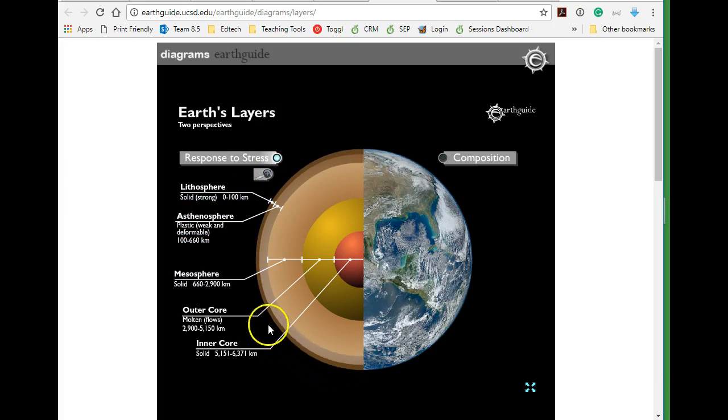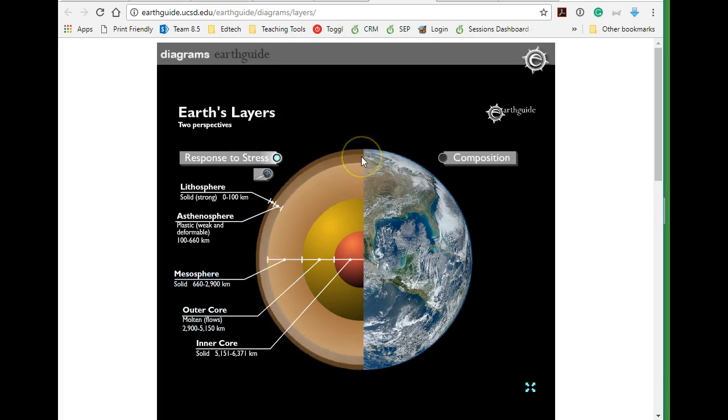The asthenosphere is kind of a weird substance. They describe it here as plastic. Plastic means that we could move it around. It's kind of like a real thick Play-Doh. Deformable means that we can change the shape. It can be deformed. Weak means that we can make its shape change. So it's what both those words mean. So this layer can move around and change shape. It's somewhat soft.